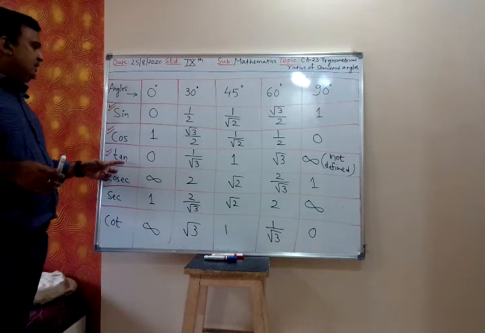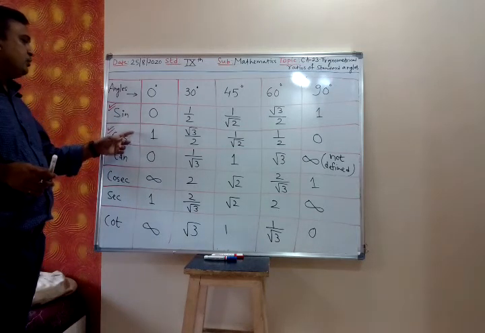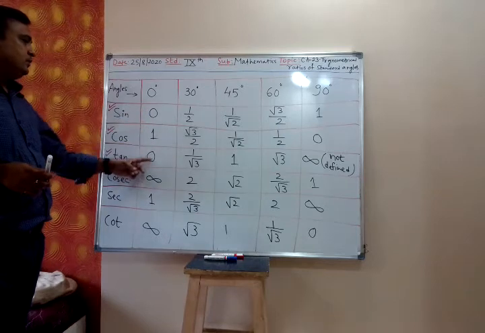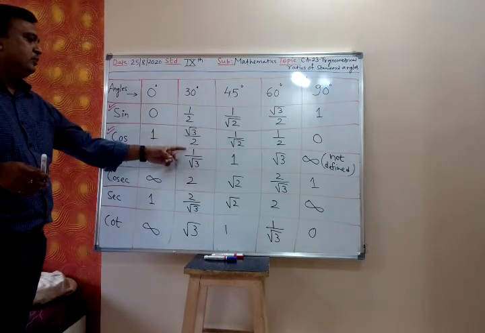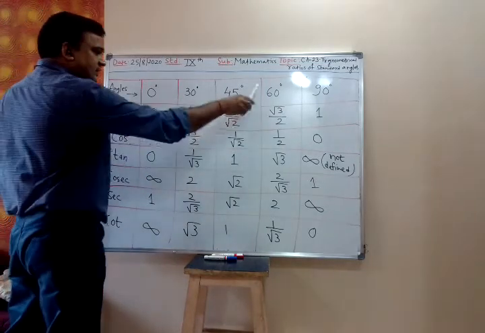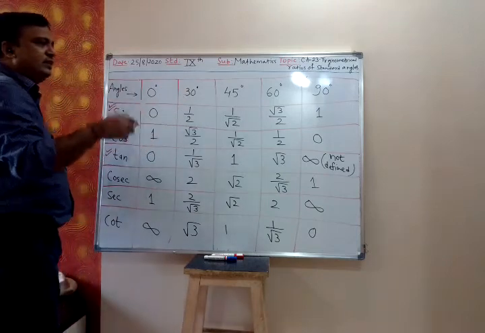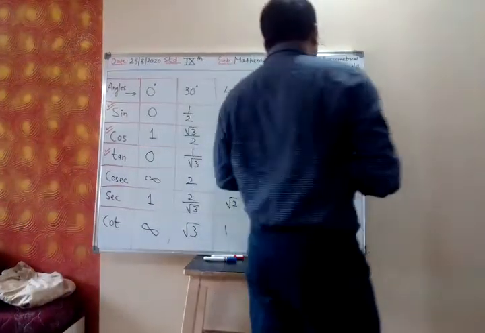Then tan is nothing but sine upon cos. So 0 upon 1 is 0. 1 by 2 upon root 3 by 2 is 1 by root 3. Tan 45 is 1. Tan 60 is root 3. And tan 90 is not defined, because it is 1 upon 0.